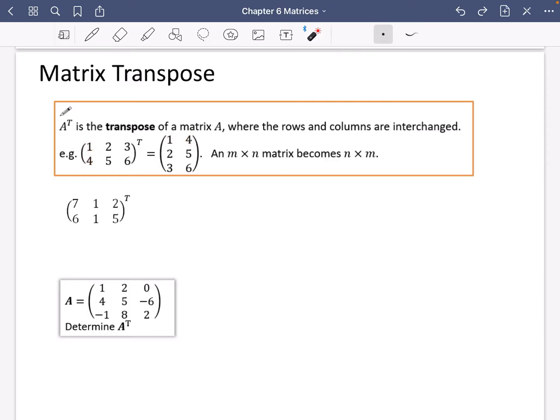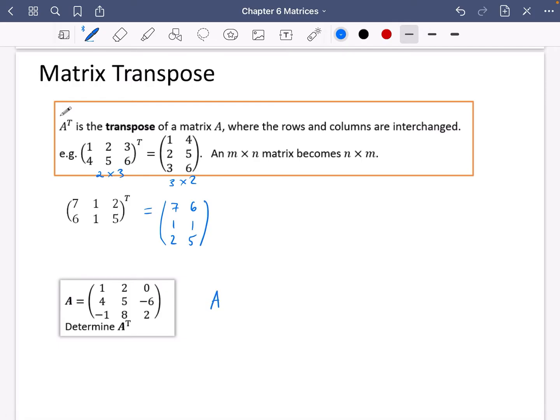You'll also notice that M by N matrices become N by M matrices. So this first one here is a 2 by 3, it's 2 rows and 3 columns, and this one becomes a 3 by 2. So just a very quick couple of examples here. I like going from rows to columns. So that first row, which is 7, 1, 2, is going to become the first column, and then the next one, which is 6, 1, 5, is just going to go down as 6, 1, 5 like this.